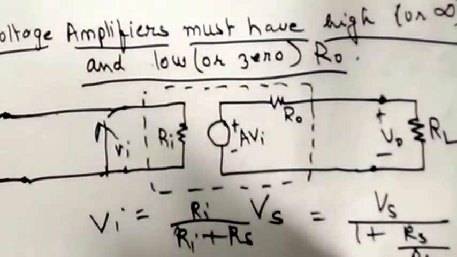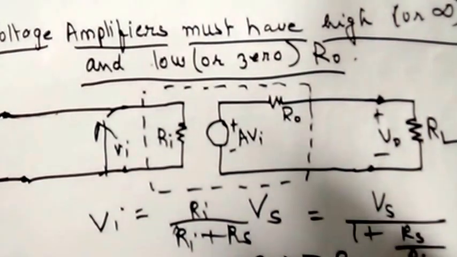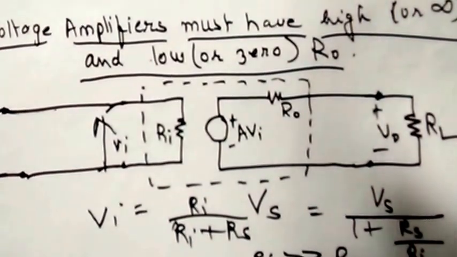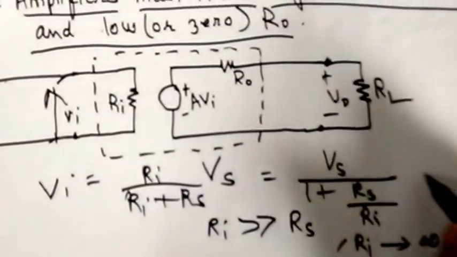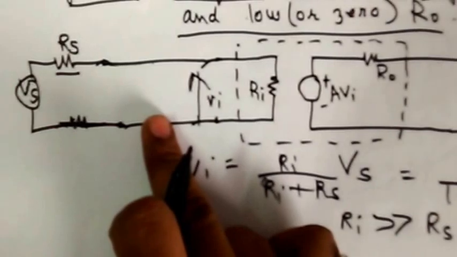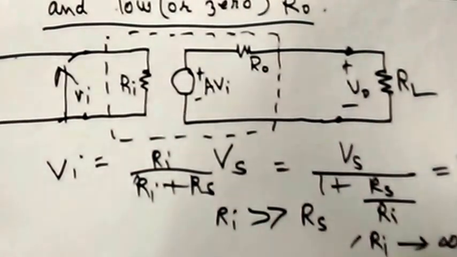So what I do is I make Ri much greater than Rs, or ideally speaking Ri must tend to infinity. So I get Vi equal to Vs. The whole of the input voltage that I applied here is coming across these two terminals. So Ri should be infinite.